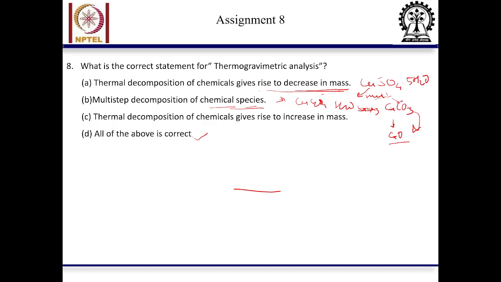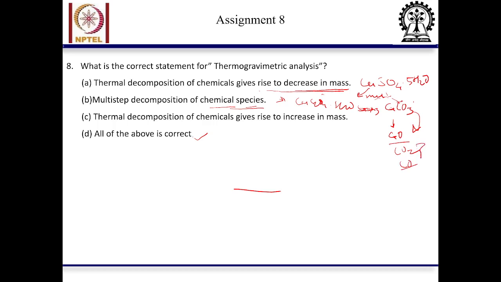Correct. So here also the important thing is whether you are doing it under nitrogen or oxygen. If you do it under oxygen, it will form CO2. If you do it under inert atmosphere, CO will evolve. So this is the effect of environment.